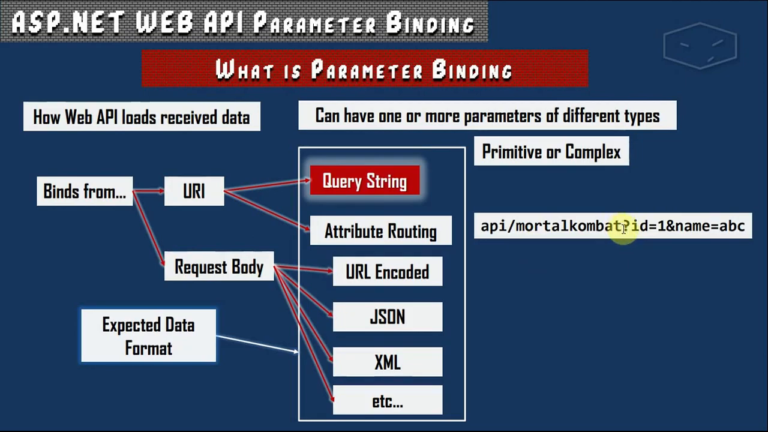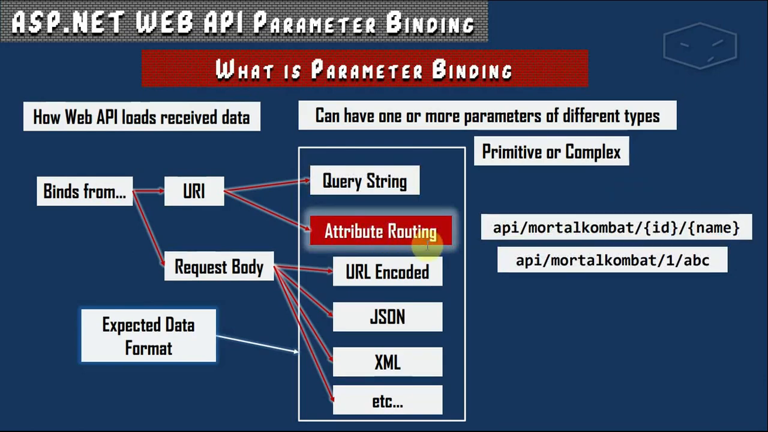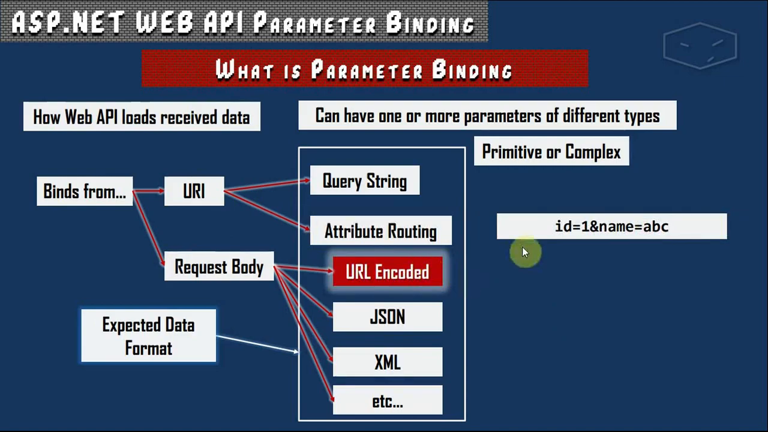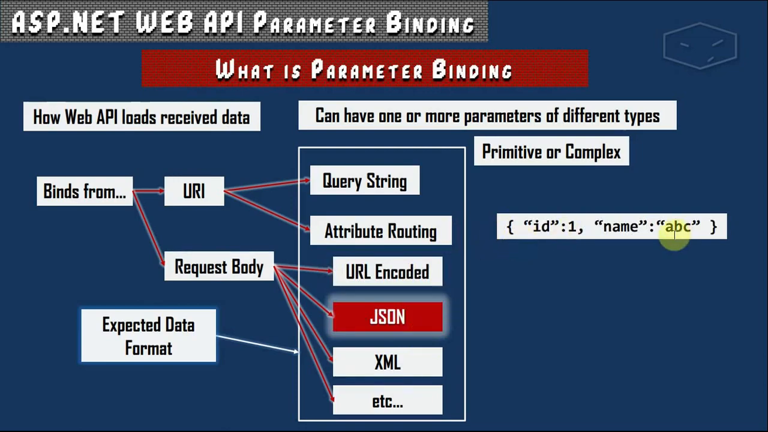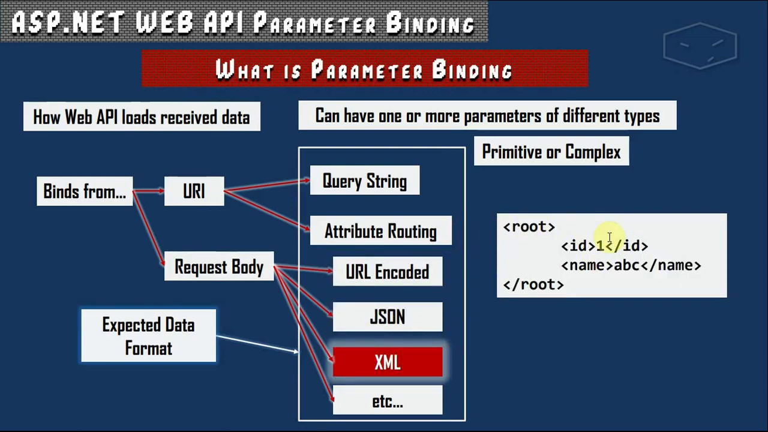You put a question mark and then you insert the properties. The attribute routing will be a route like this with placeholders, and you insert the values in the real address like this. URL encoded is like a query string, but it goes in the body, okay? JSON is this format, and XML will be something like this.